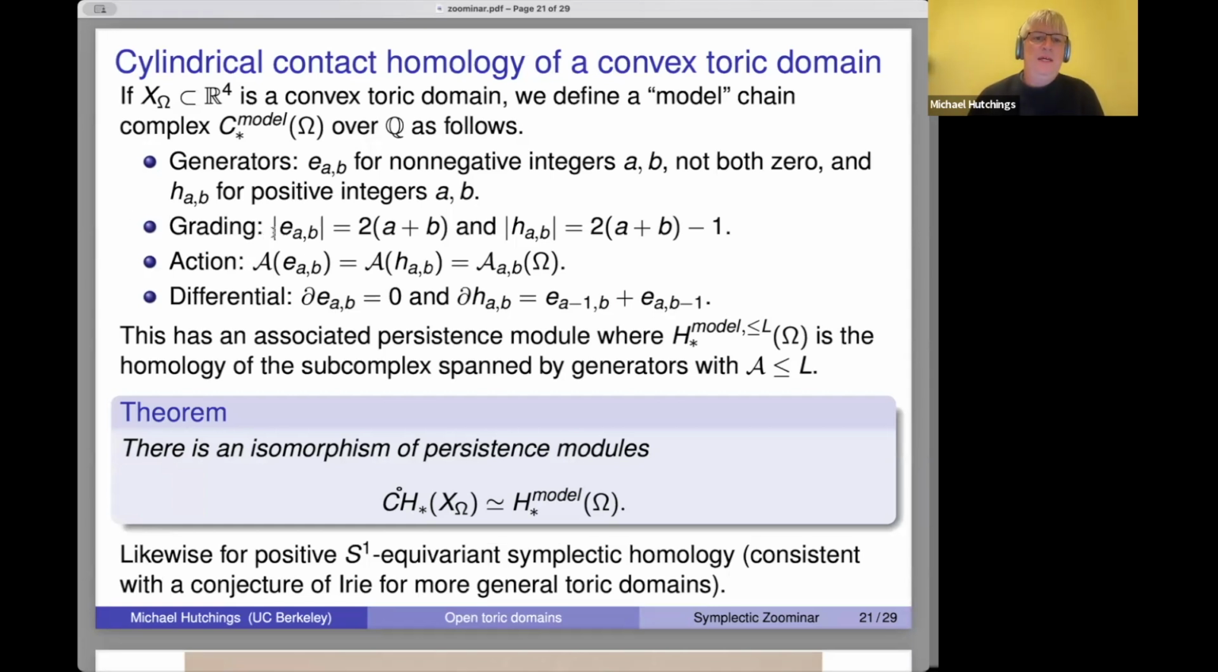The grading of E_AB is 2(a+b). The grading of H_AB is 2(a+b)-1. The action of both of these is this number A_AB of omega, which I defined before, which we're trying to recover. And the differential of E_AB is 0, and the differential of H_AB is E_{A-1,B} + E_{A,B-1}. So let me draw a picture of this to make it a little easier to understand.